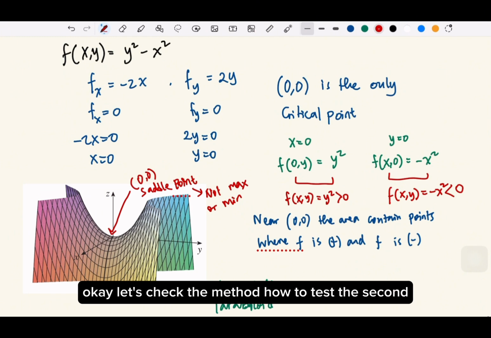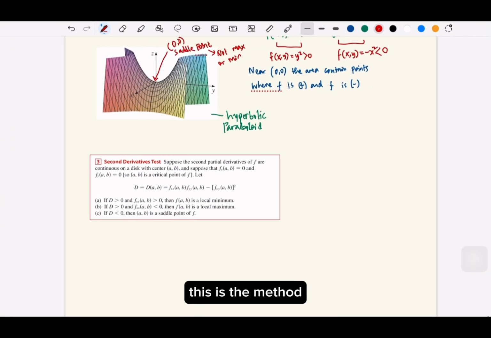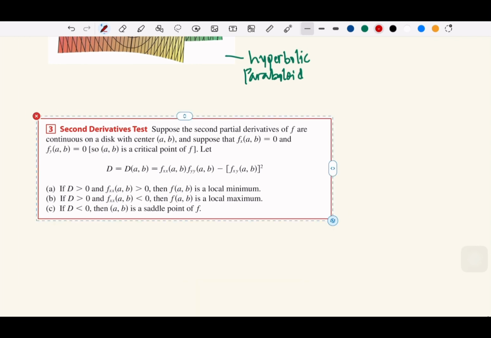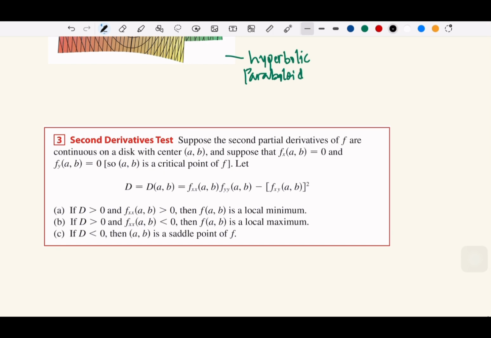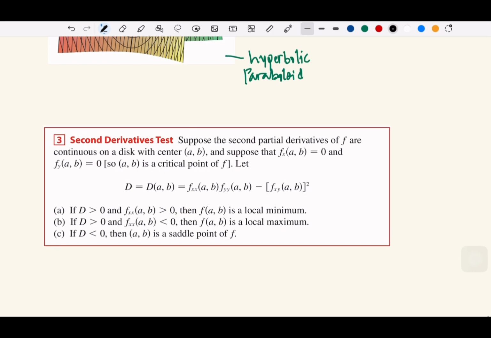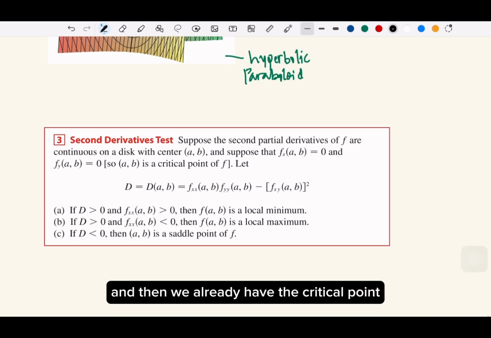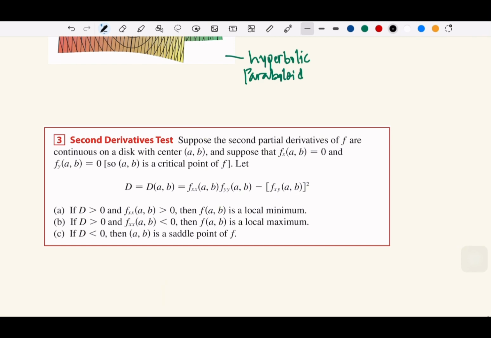Okay, let's check the method, how to test the second derivative. This is the method, the second derivative test. So suppose that we can take partial derivatives, and then we already have the critical point, where partial x equals 0 and partial y equals 0.